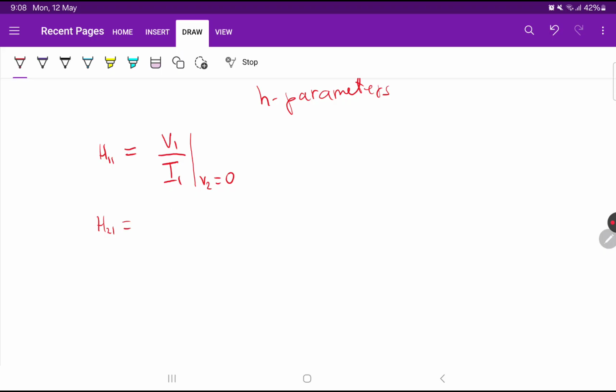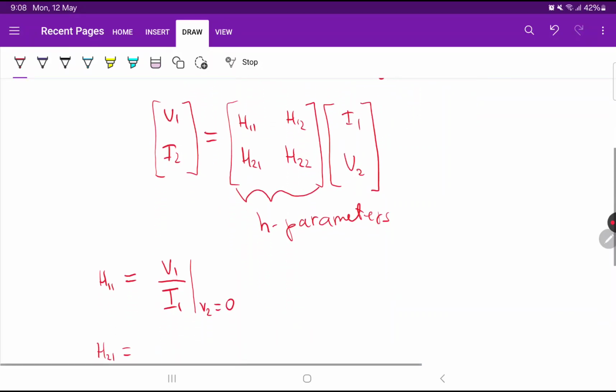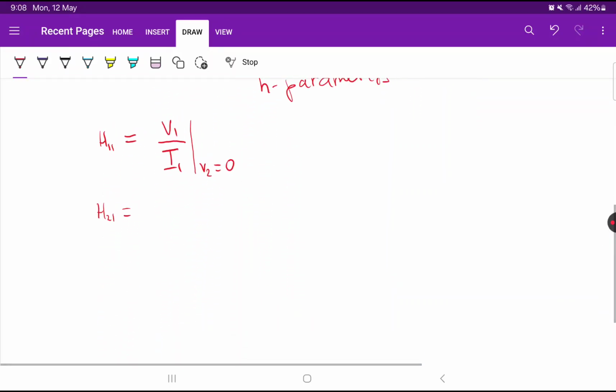So for H21, I know the unit for H21 must be unitless. What does this mean? This means that my ratio should have the same unit in the numerator and denominator for me to have a unitless value.